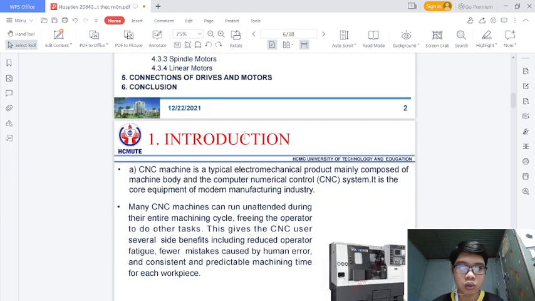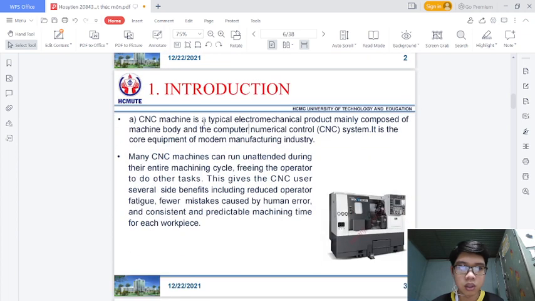1. Introduction. A CNC machine is a typical electromechanical product mainly composed of a machine body and the computer numerical control (CNC) system. It is the core equipment of the modern manufacturing industry.